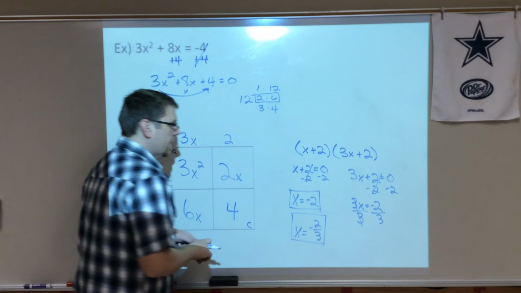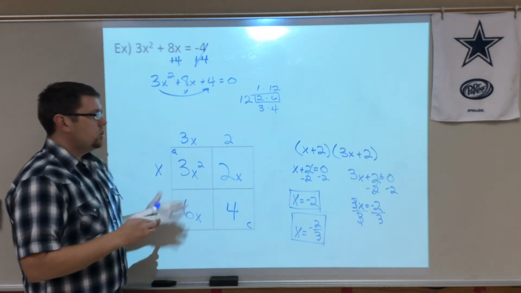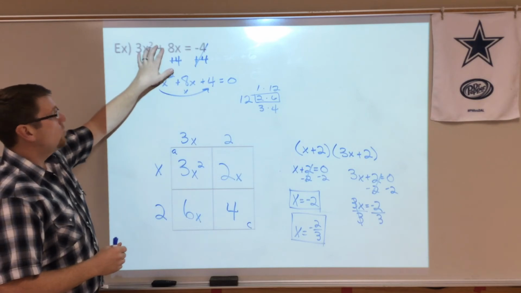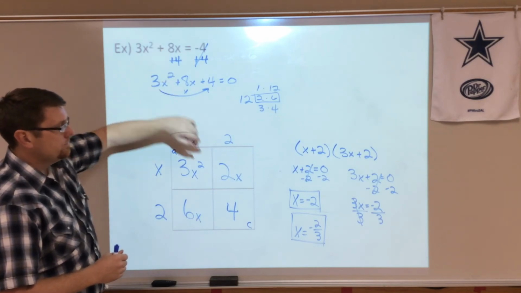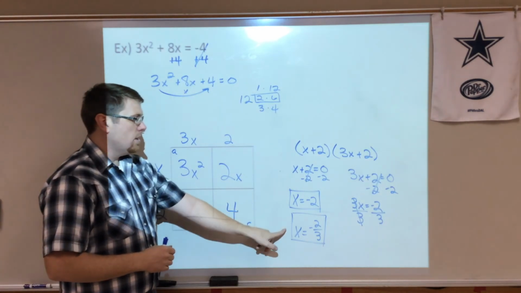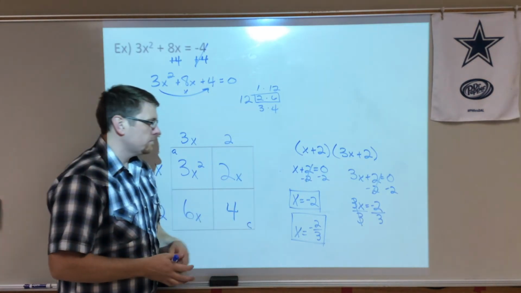And we'll leave that as a fraction. Again, we could check my answer by graphing this equation into the calculator. We should see x-intercepts at -2 and -2/3.